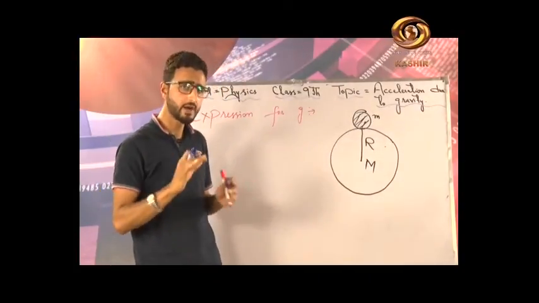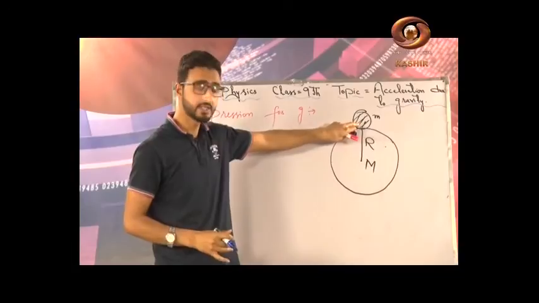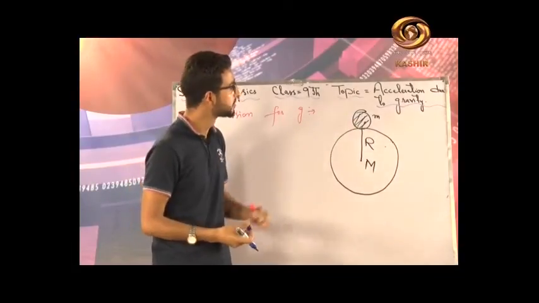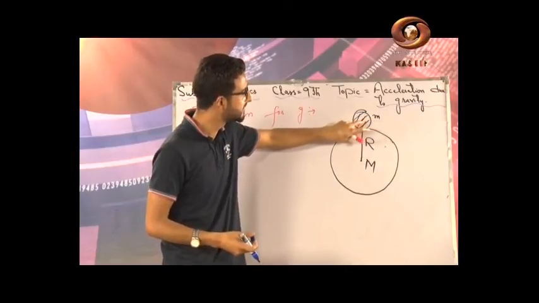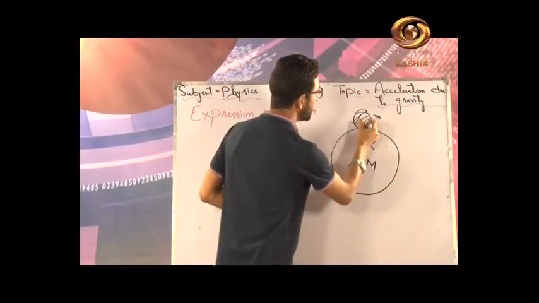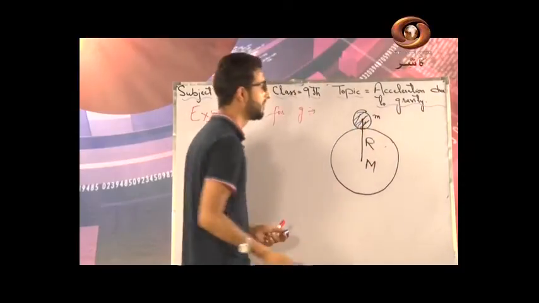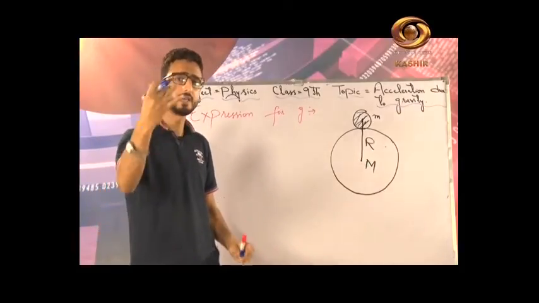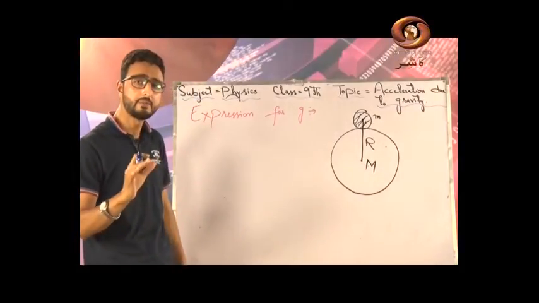Let us try to find out the expression for acceleration due to gravity on or near the surface of Earth. When the body of mass small m is on the surface of Earth, then the distance between the two, I mean capital M and small m, becomes R. You are getting my point or not? Now I can use the universal law of gravitation.